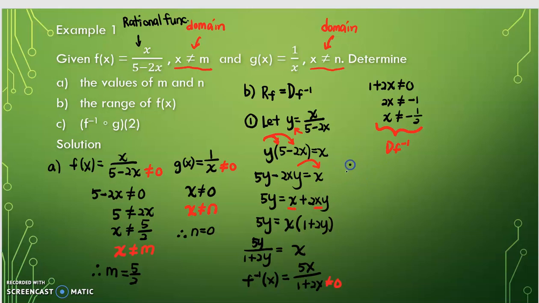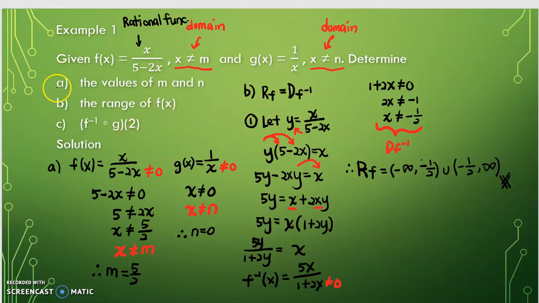So finally, therefore, the range of f will be equal to from negative infinity to negative 1 over 2, or from negative 1 over 2 until positive infinity. So here is the answer for question B.